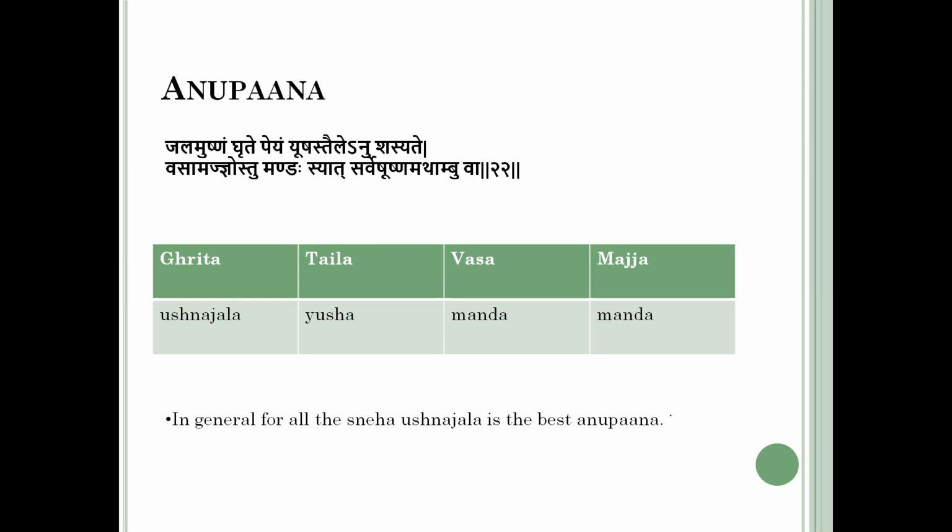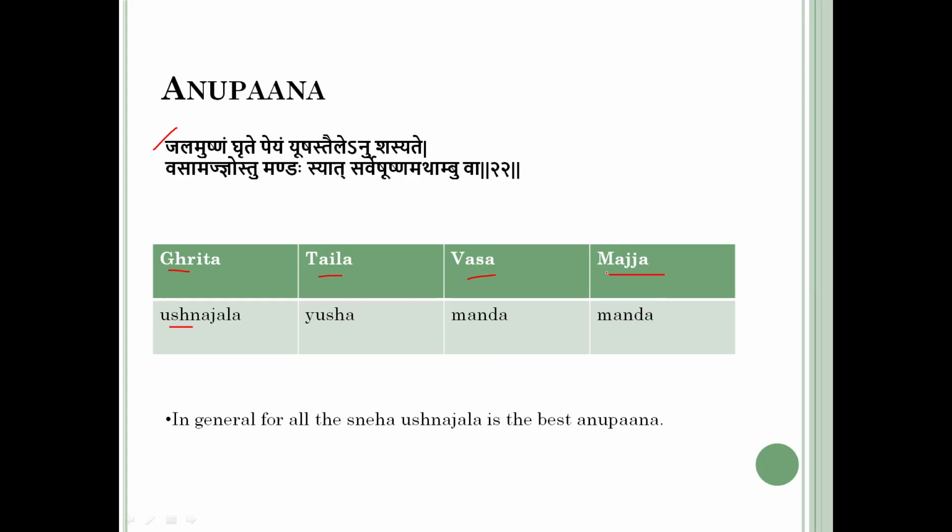Now we are going to see the Anupana. This shloka is mentioned in your syllabus copy, and you should learn this shloka by heart. For Ghrita, Ushna Jala is the Anupana. For Taila, Yusha is the Anupana. For Vasa, Manda is the Anupana, and Majja also has the same Manda as Anupana. In the previous slide, where we saw in which Rutu we have to give which Sneha, Vasa and Majja also had a similar Rutu.